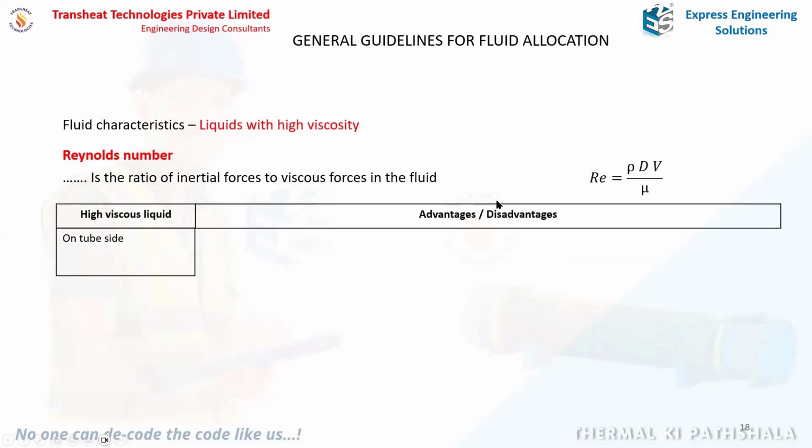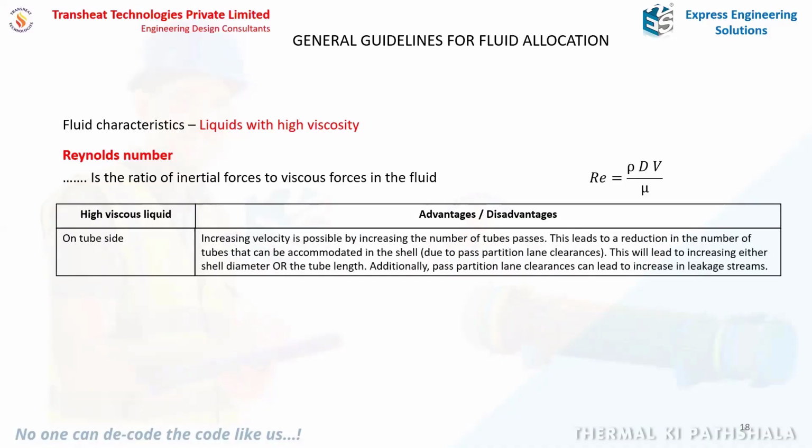So what are the advantages or disadvantages if you place a highly viscous fluid on the tube side? On the tube side, you can improve the velocity only by increasing the number of passes. Keeping your diameter constant, if you increase the passes, your velocity will increase. But this velocity increase will also be coupled with a reduction in the number of tubes you can accommodate within the shell, because you have some pass partition lane clearances. So the number of tubes would reduce within that shell, which leads to a reduction in heat transfer area also.